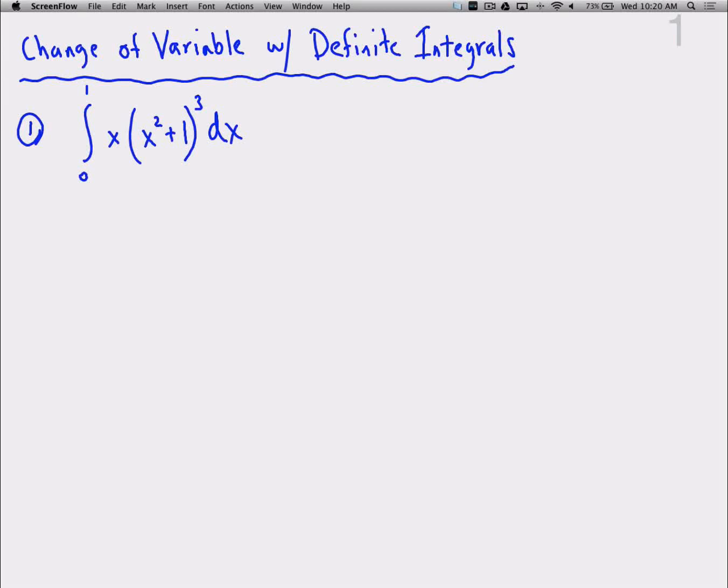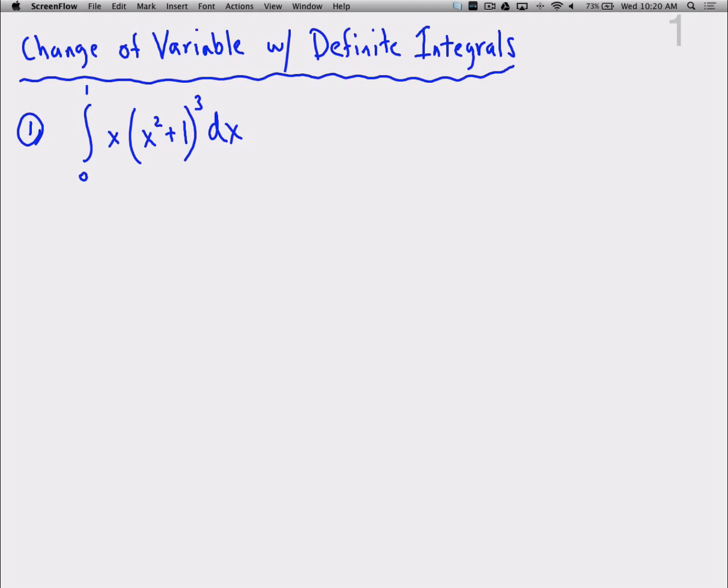Okay, so we did u-du, or variable replacement, or change of variable, I should say, with indefinite integrals. Today we're going to talk about definite integrals, and I think a couple of these showed up on the homework last night, which is why I wanted to do this right away.